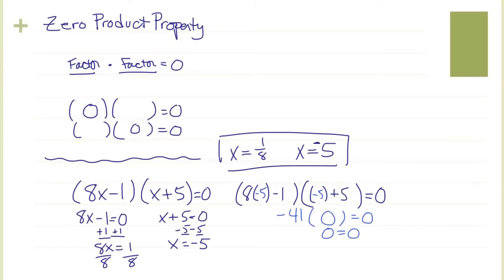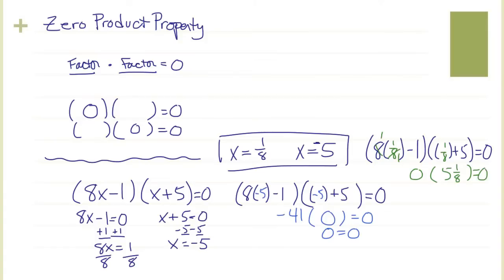I could do the same thing with the other one. 8 times something minus 1, times something plus 5. And I could likewise plug in positive 1/8. So here that cancels, that cancels. I have 0 times 5/8, and I'm going to write it as a mixed number. I couldn't do the math like that, but I know 5/8 times 0 is 0.